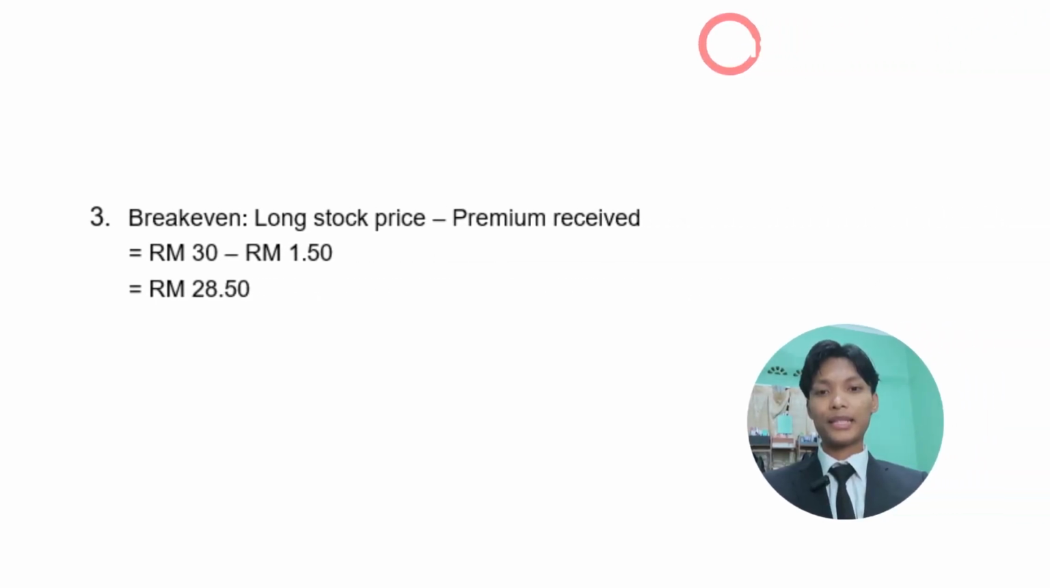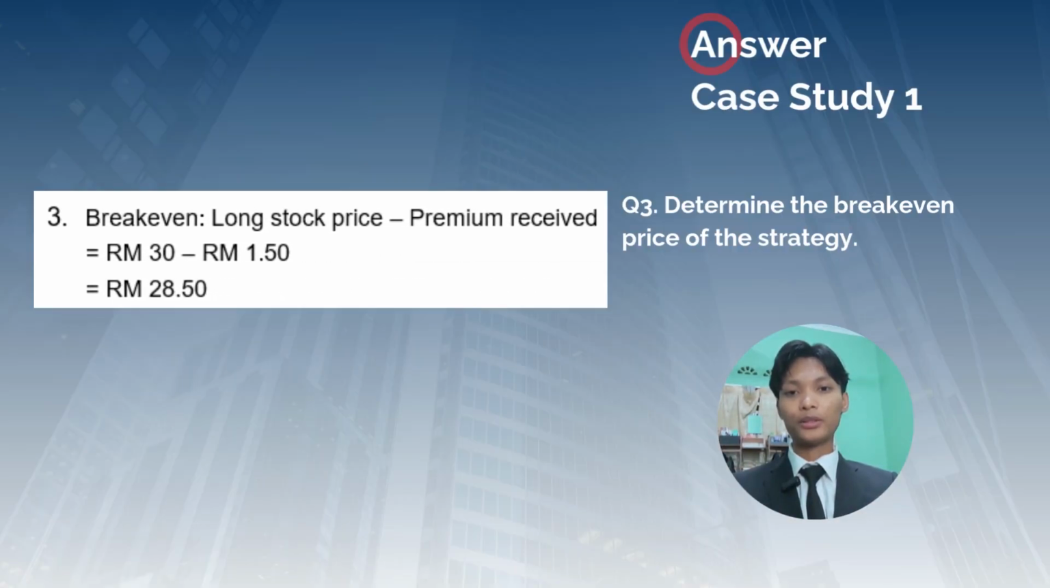My name is Cik Muhammad Adam bin Mansor. I will continue to question 3. Determine the break-even price of the strategy. So the formula is break-even equals long stock price minus premium received. The calculation is 30 ringgit minus 1.50 ringgit equals 28.50 ringgit.